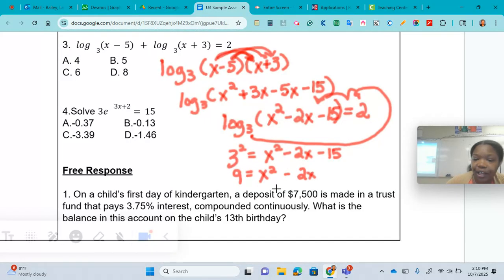Minus 2x minus 15. We're going to move everything to one side by subtracting 9 on both sides. So now we have 0 equals x squared minus 2x, negative 15 and negative 9 is negative 24.